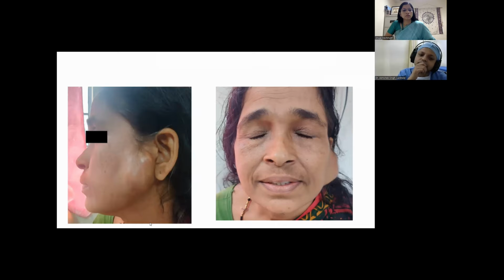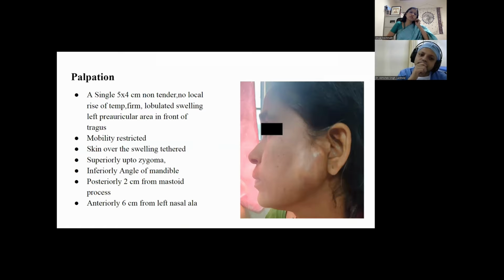Moving on to the palpation, there was a single 5x4 centimeter non-tender swelling with no local rise of temperature. It is firm, lobulated. It's in the left preauricular area in front of the tragus. The mobility of the swelling is restricted, and the skin of the swelling was tethered. The limits of the swelling superiorly up to the zygoma, inferiorly up to the angle of mandible, posteriorly 2 centimeters anterior from the mastoid tip, and anteriorly it's around 6 centimeters from the left.